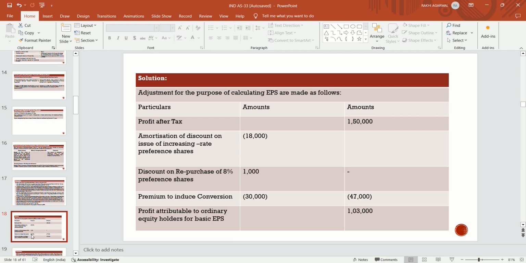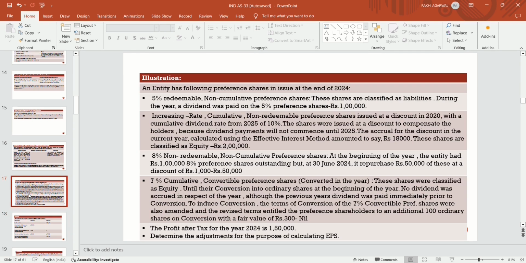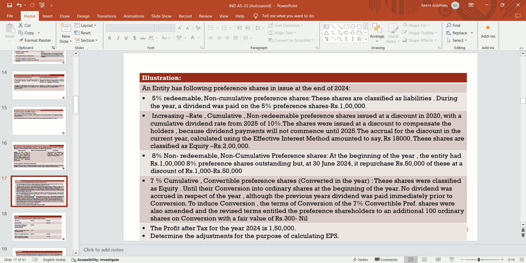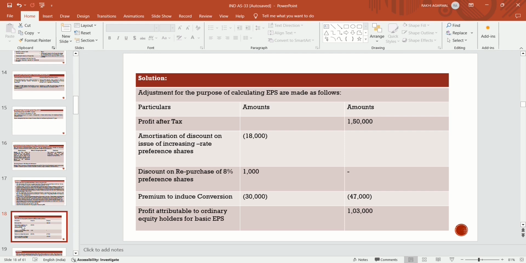Now discount on repurchase of 8% preference shares is also given. 8% non-redeemable preference shares: at the beginning the entity has 1 lakh 8% preference shares outstanding, but at 30 June it repurchased 50,000 of these at a discount of rupees 1,000. So discount on repurchase of 8% is 1,000, which should be added. Premium to induce conversion. In this case, to induce conversion, the terms of conversion of 7% convertible preference shares were also amended, and the revised terms entitled the preference shareholder to an additional 100 ordinary shares on conversion with a fair value of rupees 300. So 100 into 300 becomes 30,000. So 30,000 is the premium to induce conversion. It should be reduced from the profit. Discount is to be added.